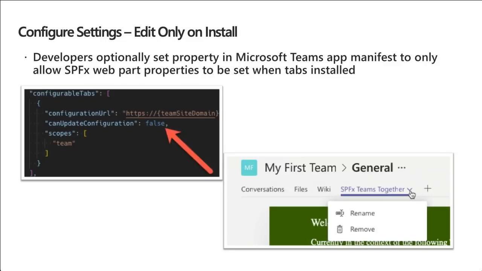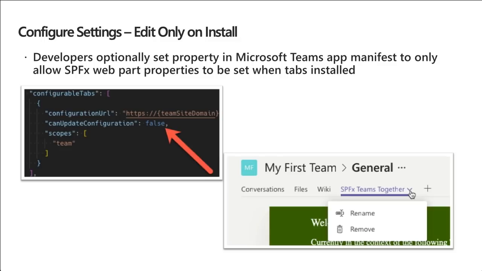Now, you can also change the default setting here so that you can only modify the settings of the web part when it is initially installed as a tab. Because if you think about it, in SharePoint, we can only edit the properties of a web part if we put the page in edit mode, and that can only be done by people with specific rights. But in Microsoft Teams, it doesn't work the exact same way. Anybody can edit the properties or the settings of a tab. And so what I want to have the ability to do is say that only certain people can add a tab to a Microsoft Teams team, but not everybody can then go in and change the settings.